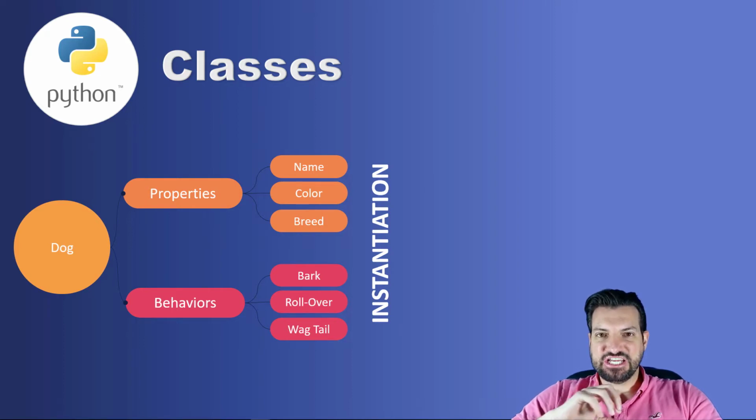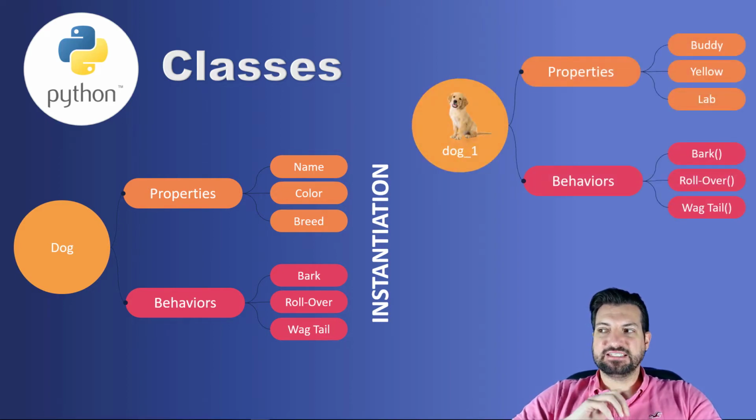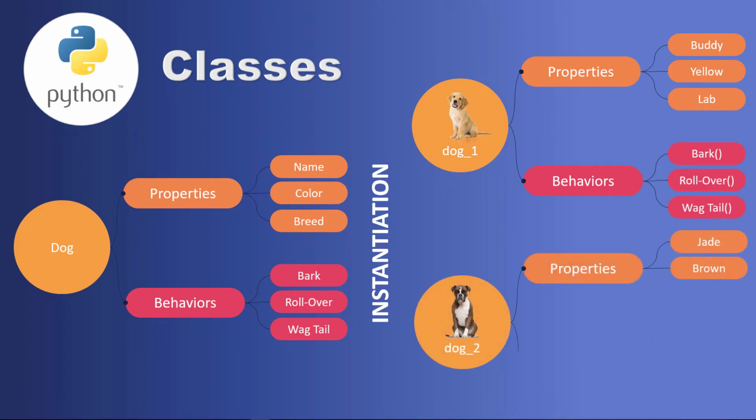So let's instantiate from this class of dog two objects. Okay, we have object 1, which is dog1, which has the properties of name, color, breed of Buddy, Yellow, Lab. And then we have dog 2, which has the properties name, color, breed of Jade, Brown, Boxer. They all share the same behaviors in this instance. So this is a great example of instantiating classes, building a blueprint that will then be used for many objects along the way through your program.